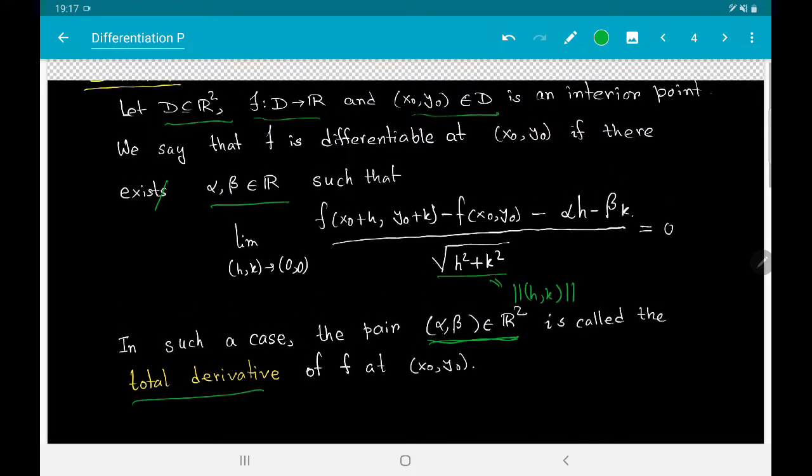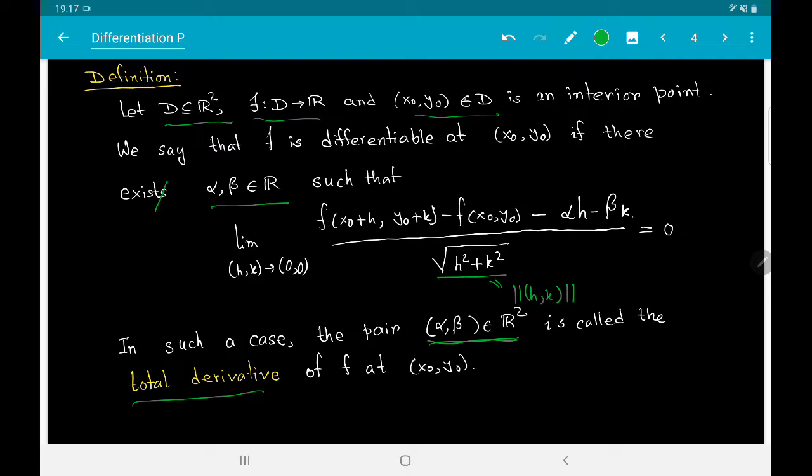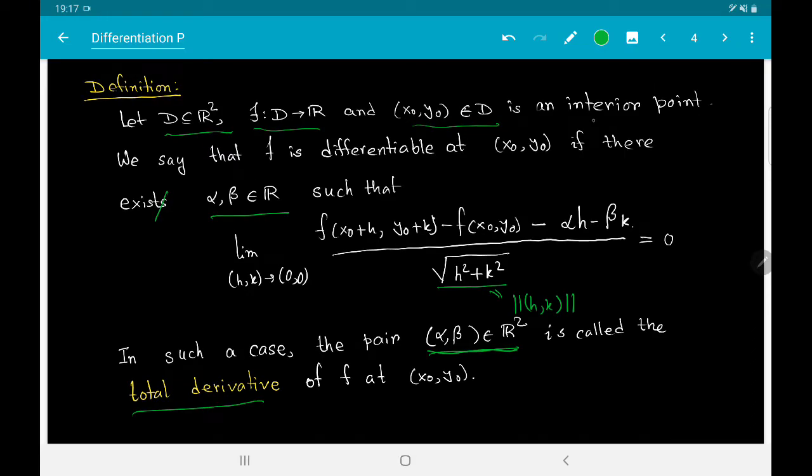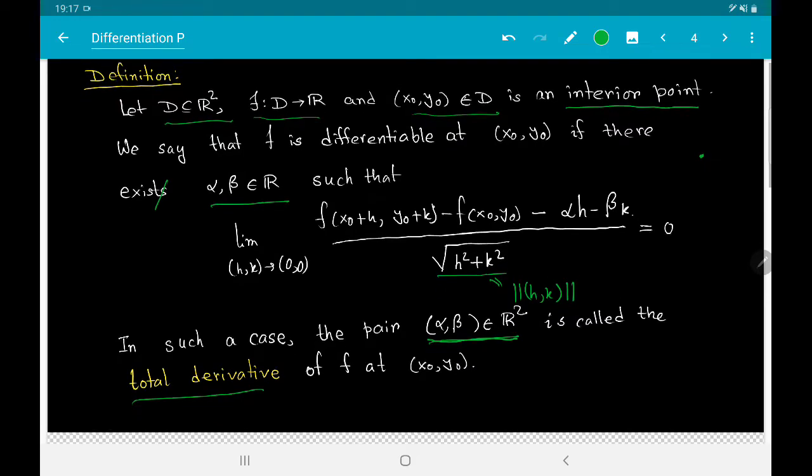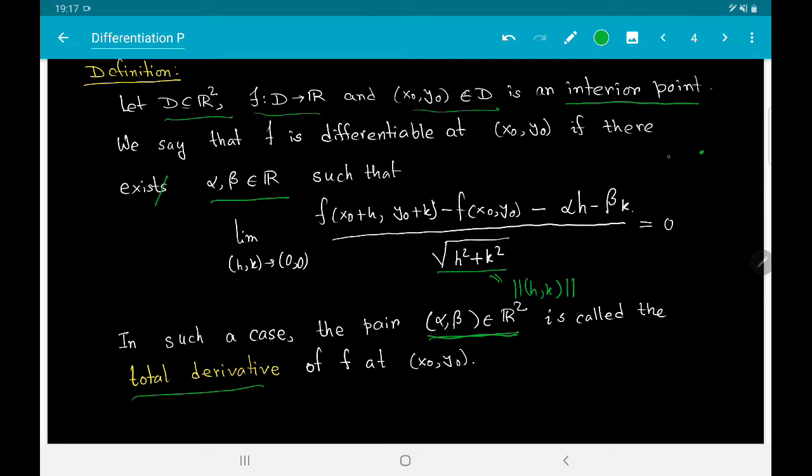While talking about partial derivatives, we had seen that we do not really need (x0, y0) to be an interior point, because all we wanted for the partial derivative with respect to x to exist is that a small horizontal line segment passing through (x0, y0) should be contained in our region D. For the partial derivative with respect to y to exist, all we wanted was that a small vertical line segment passing through (x0, y0) should belong to our region D.